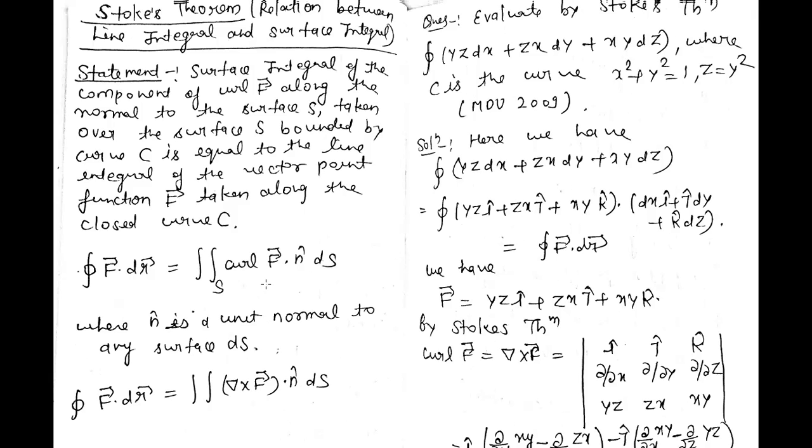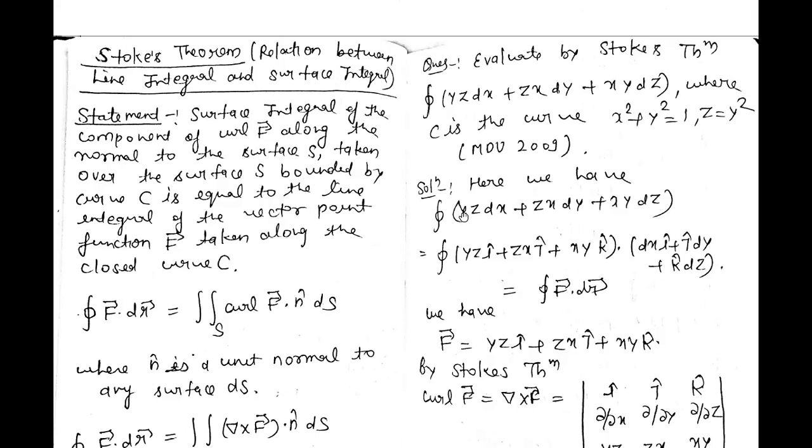There is an example here. This example came in 2009, and I'm sure it will be repeated again, right? Evaluate by Stokes theorem the closed integral of yz dx plus zx dy plus xy dz, where C is the curve x square plus y square is equal to 1 and z is equal to y square.